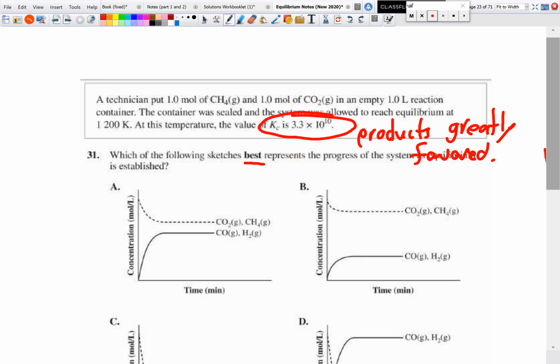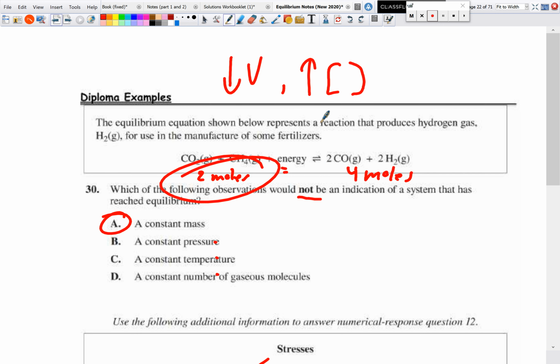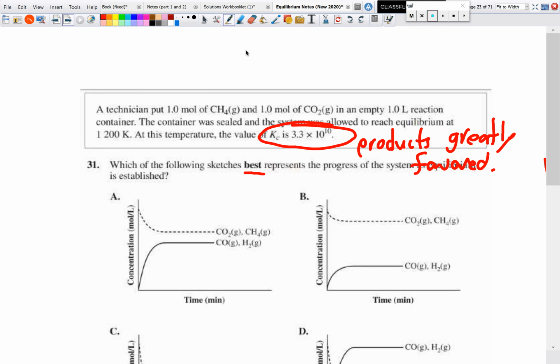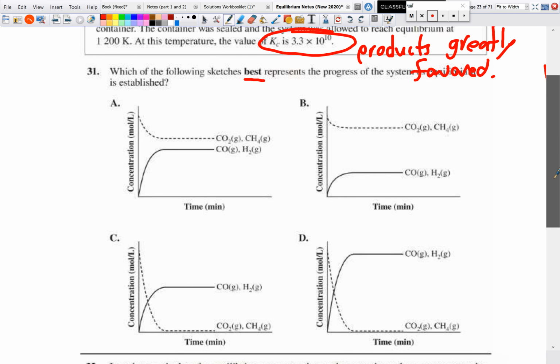So in our reaction, a technician puts 1 mole of methane and 1 mole of CO2 in a container and seals it until equilibrium. Of course, I think we're still using the reaction from our previous one there. So our products, just a little reminder, are CO and H2. If the products are greatly favored, we want to see the biggest concentration of our products and a very low concentration of our reactants, which comes about in D. Like this one here, we do see the concentration of the products more, but like I said, the products are greatly favored, so we should see, boom, definitely a lot of products being made there.